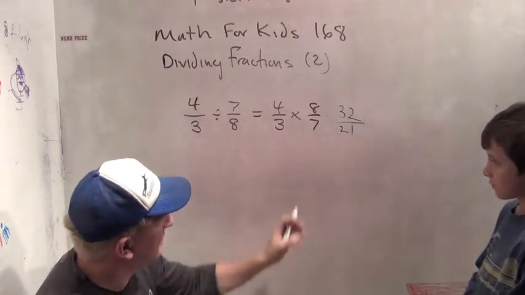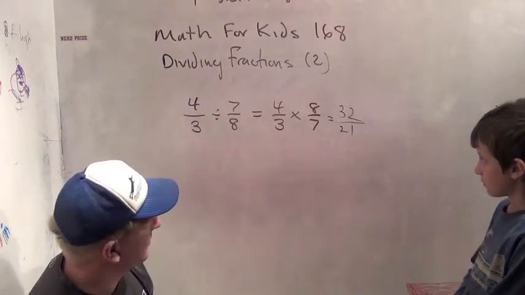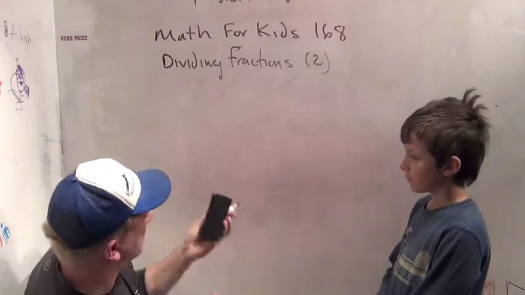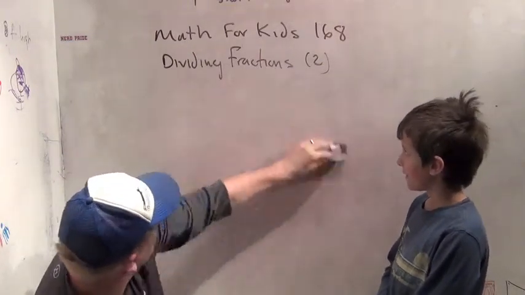4/3 times 8/7, which is 32 over 21. Okay? Oh, we need to clean this board off. Our erasers are getting fuzzy.